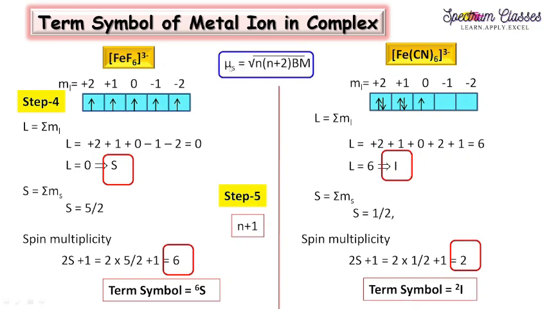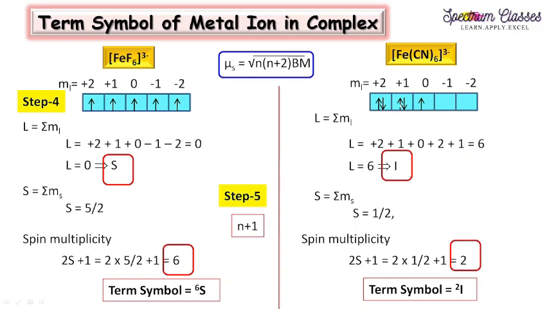Now one more point can be asked: calculate their spin only magnetic moments also. Here the spin only magnetic moment is under root n(n+2) Bohr magneton, where n is the number of unpaired electrons. Once you know how many unpaired electrons there are, in the case of FeF6 we have 5 unpaired electrons, so the spin only magnetic moment is 5.92, that is, 5 point something.